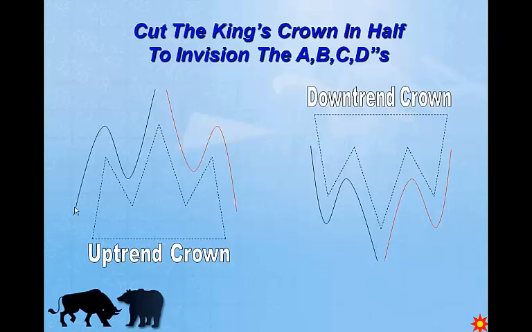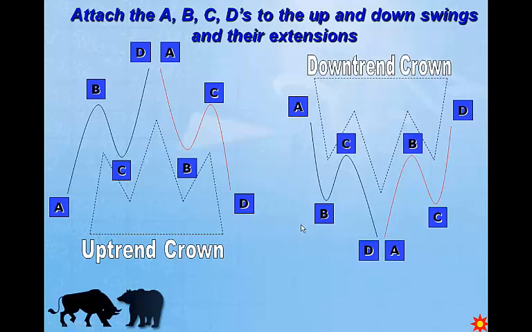Okay, and you can see, you cut the king crown in half to envision an A, B, C, D. Look how the market did A, B, C, D. If I cut it in half, then I have the new A, B, C, D. Just like here, I have an A, B, C, D. If I cut it in half, then I go A, B, C, D. And you can see it here. You attach the A, B, C, Ds to the up and down swings and their extensions. It does an A, B, C, D. And then we do an A, B, C, D downtrend. Same thing here, A, B, C, D.